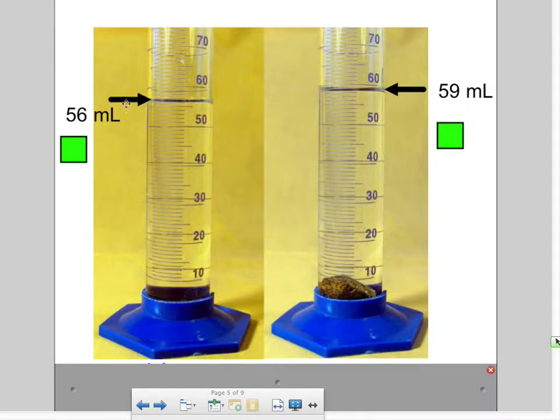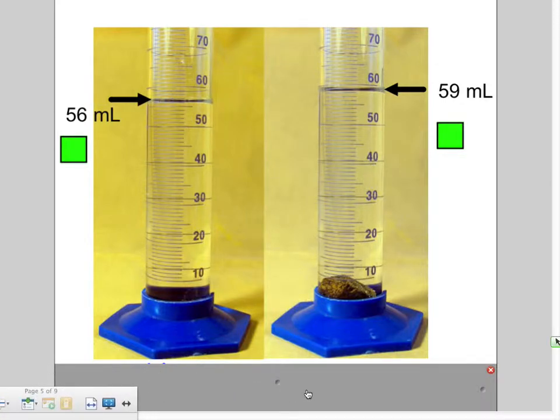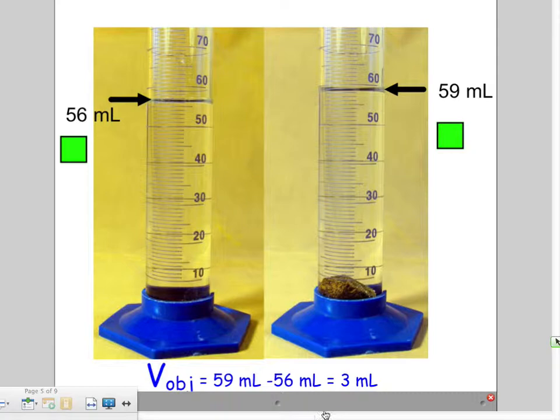If you subtract these two numbers, you should get the volume of the object. Do you know the answer? If you said 3 milliliters, you are correct.